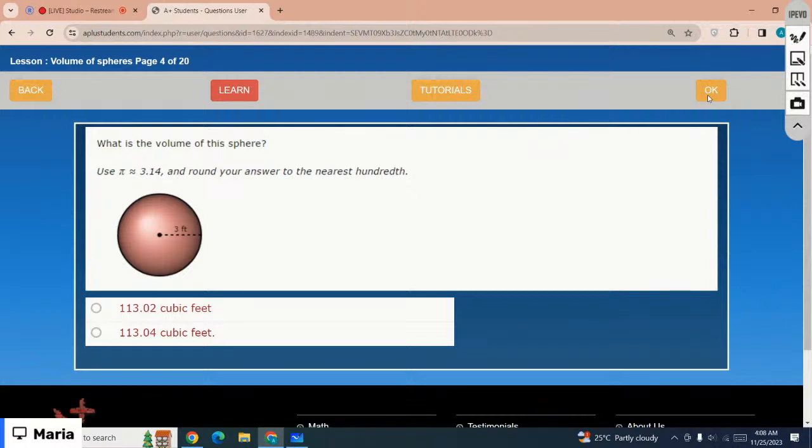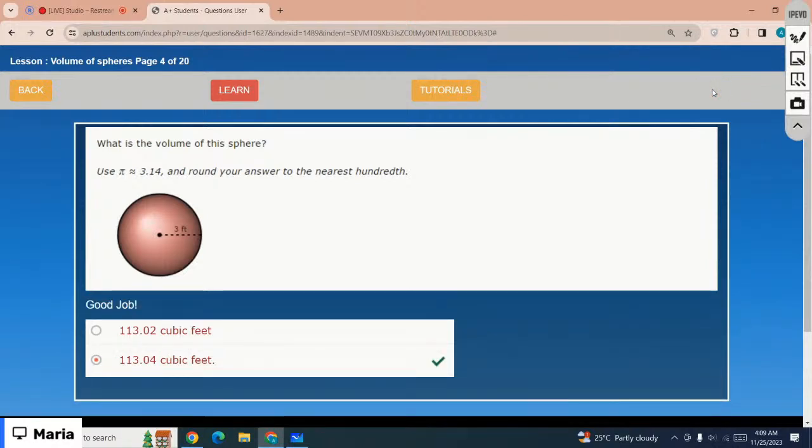27 times 3.14 times 4 is 339.12, divided by 3. That is 113.04 cubic feet. The correct option is option number 2, right? 113.04 is the correct option.